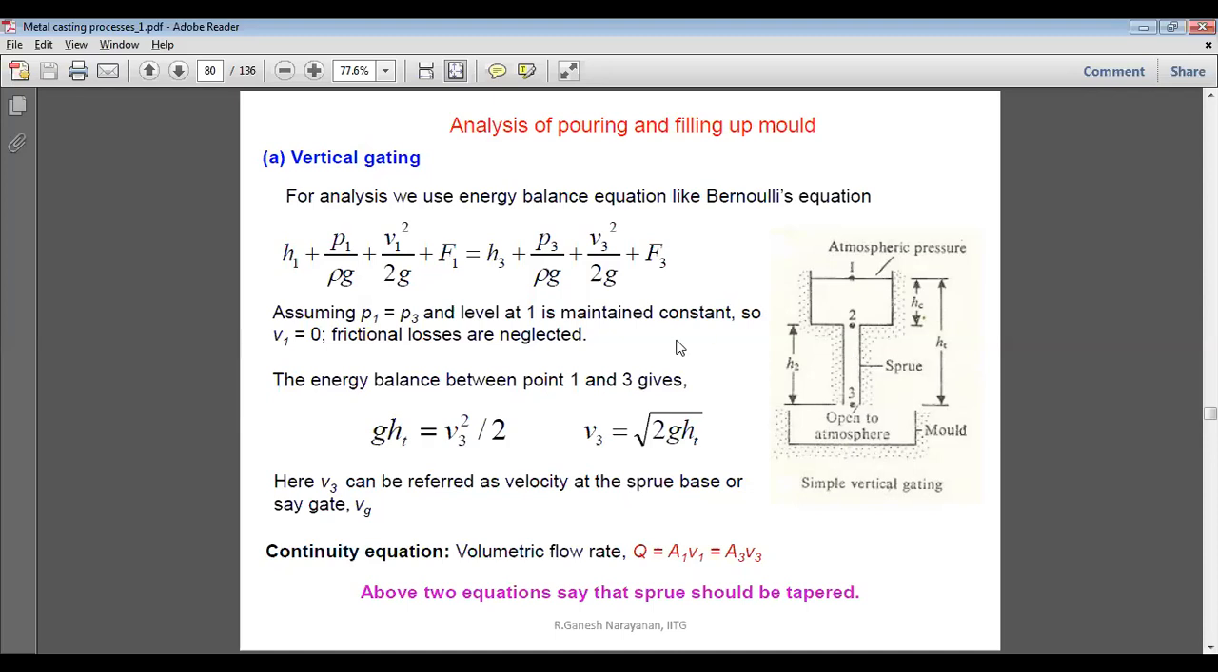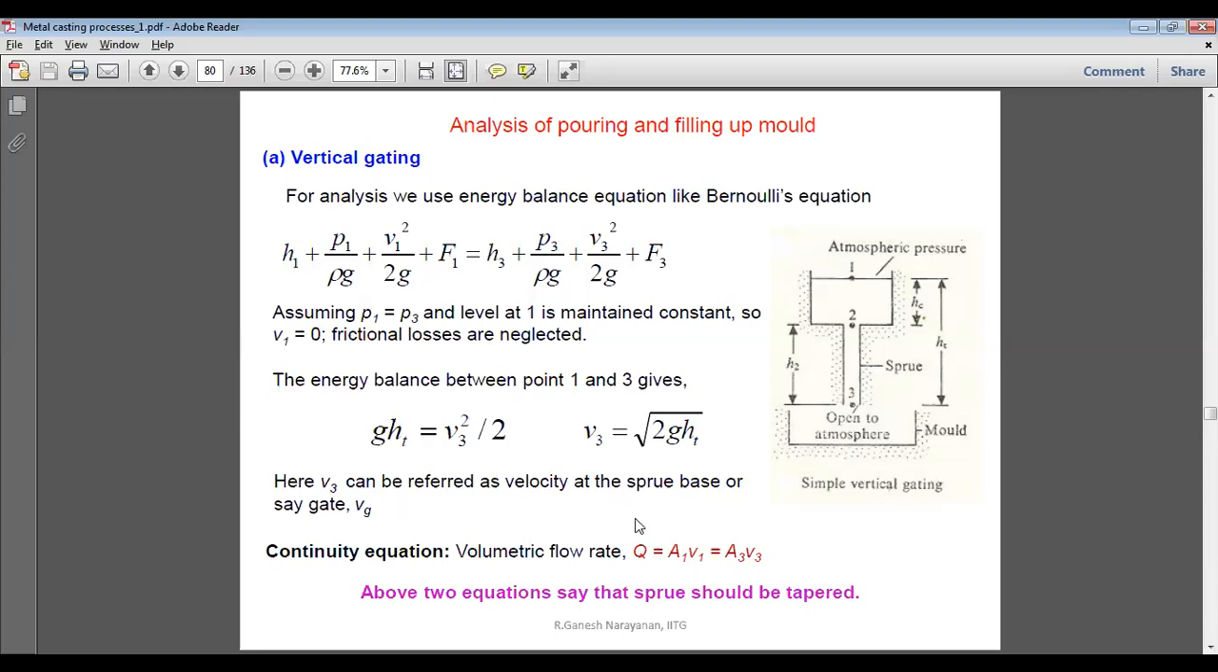Similarly, we can solve by equating these two. We have the sum of all energies in two parts, and when these two are equal, we can calculate the velocity at which the molten metal must be poured in. So this comes out as V3 equals root 2gh. Here V3 can be referred to as the velocity at the sprue base.